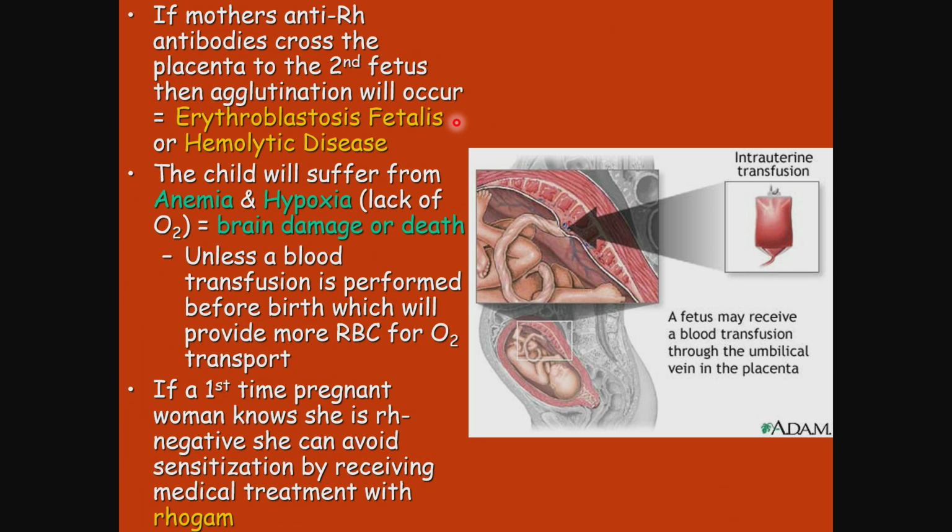They would have to do a blood transfusion performed before birth, while in utero, which would provide more red blood cells for oxygen transport. So to solve all of this, if a first-time pregnant woman knows she is Rh negative, she can avoid sensitization, making all those antibodies, by receiving a medical treatment with RhoGAM, and that's what I did. It's a shot that you have to get every single time that you plan on having a baby, because you never know if that baby is going to do the exact same thing and make you build up the antibodies, which would harm your next baby.